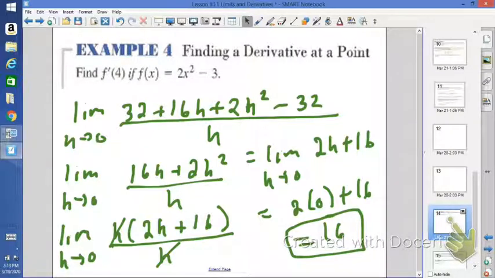If this was part of a word problem, and this was the function for distance traveled, and this was your time, so if you plugged in t equals 4 and you had to find the instantaneous velocity at that point, the instantaneous velocity would be 16. So they're related. I want to point that out because you're going to be doing some word problems in your homework.